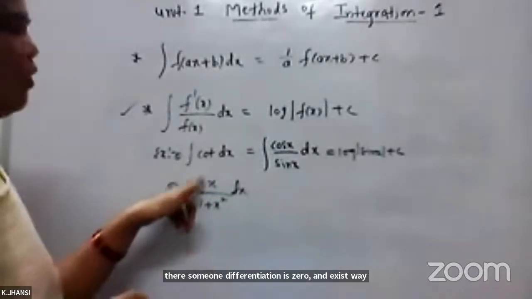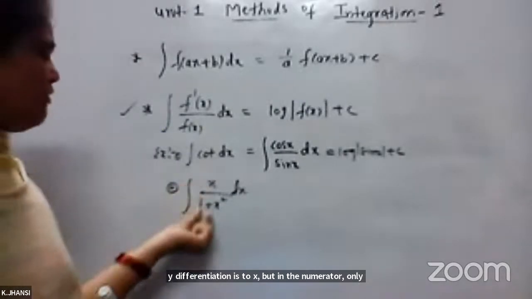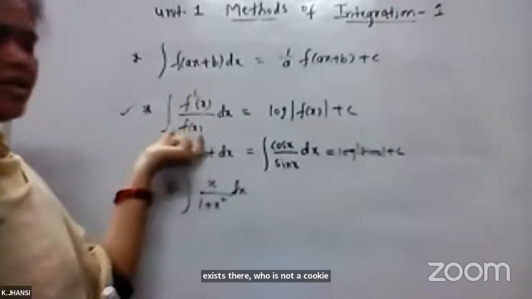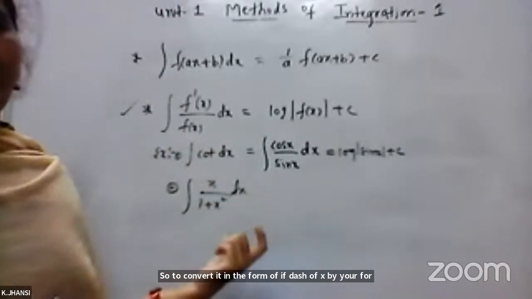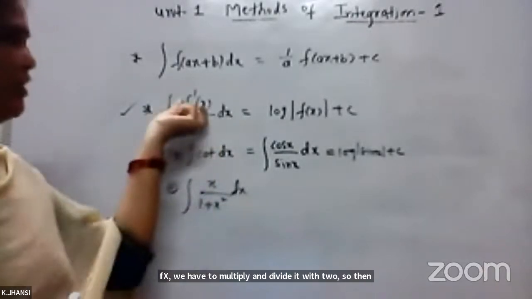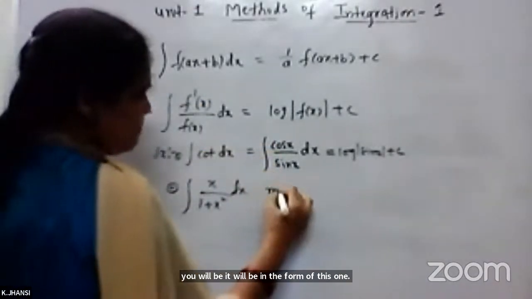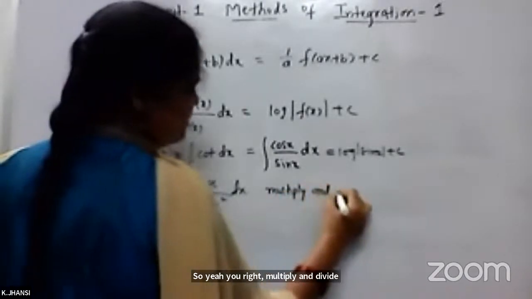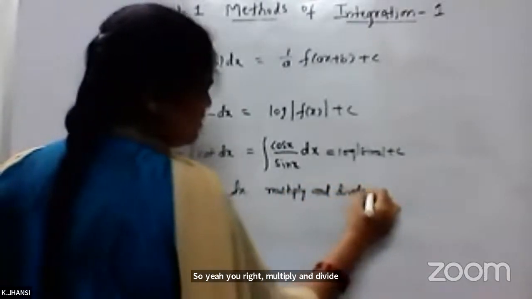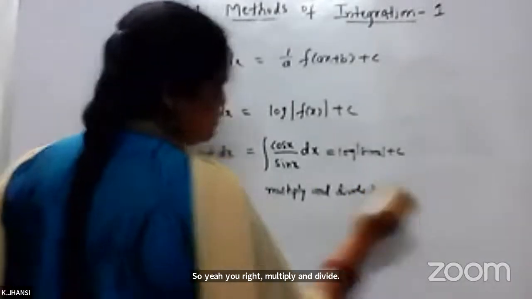But in the numerator only x is there, 2 is not there. Okay. So to convert it into the form of f dash of x by f of x, we have to multiply and divide it with 2. Then it will be in the form of this one. Okay. So here you write multiply and divide with 2. Okay.